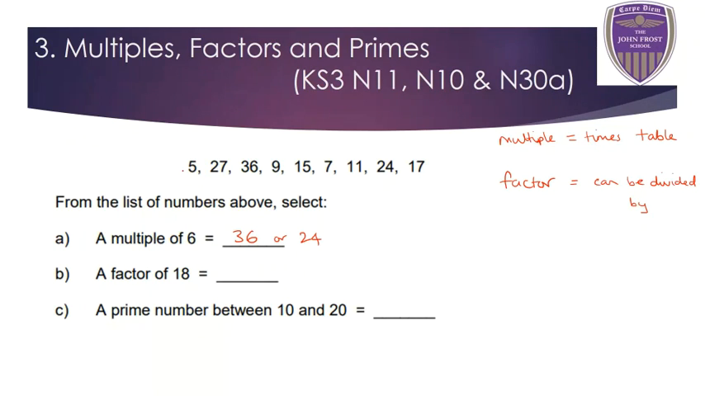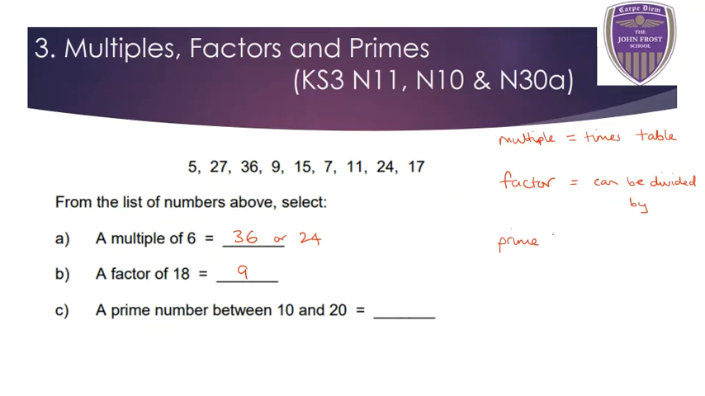5 won't work. You can't times 5 by anything to make 18. 27 doesn't work, it's too big. 36 doesn't work, it's too big. 9, okay, well 9 times by 2 is 18, so that'll definitely work. 15 doesn't, 7 doesn't, 11 doesn't, 24 doesn't, 17 doesn't. So in that list, only the number 9 is a factor of 18.